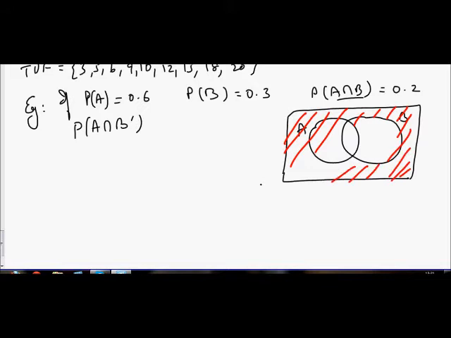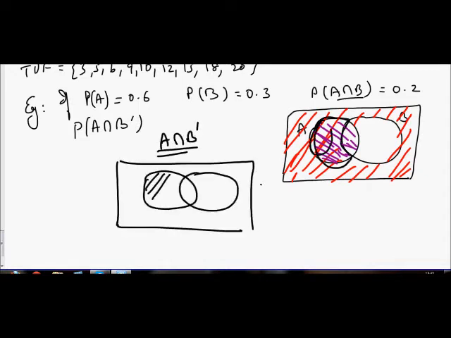I think you are thorough with set theory, so you should be able to draw what is A intersection B complement. So A intersection B complement would be, this is A, so where you have both the colors, right? This is the part which is A intersection B complement. This is A, this is B, and you can see that this can also be written as A minus A intersection B, right? You are taking away the A intersection B from the A.